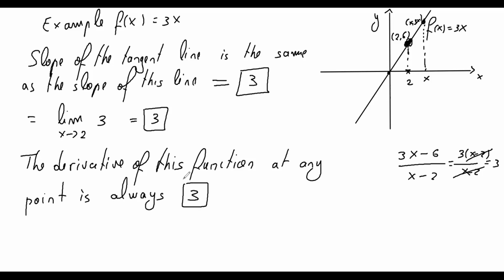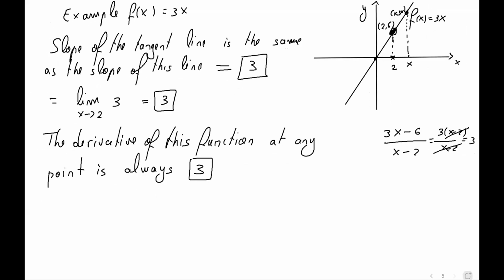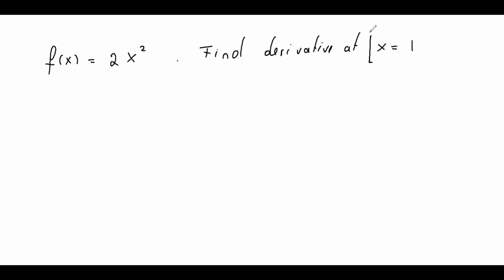Now I'm going to give you one more example, and it's something that we've already sort of touched upon here, just to have a complete set of examples, folks. So let's say we do f of x equals 2x squared. If we want to find the derivative at x equals, let's say x equals 1, for example.